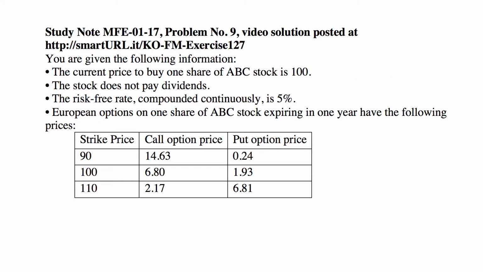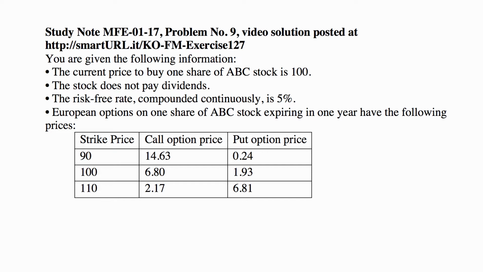Here's the problem for today. You are given the following information. The current price to buy one share of ABC stock is 100. The stock does not pay any dividends. The risk-free rate compounded continuously is 5%. European options on one share of ABC stock expiring in 1 year have the following prices. And we have strike prices of 90, 100, and 110.